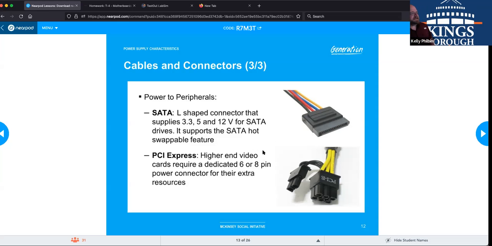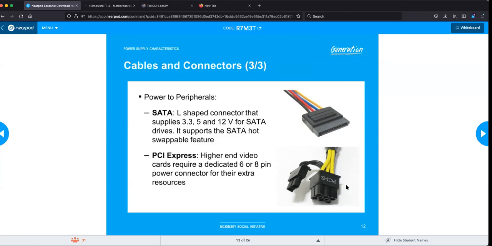Then we have our PCI Express, where higher end video cards require more power than can be provided by the motherboard itself. So they will require their own individual connection, and they typically will be 6 or 8-pin connectors to provide extra power resources for the graphics cards themselves.